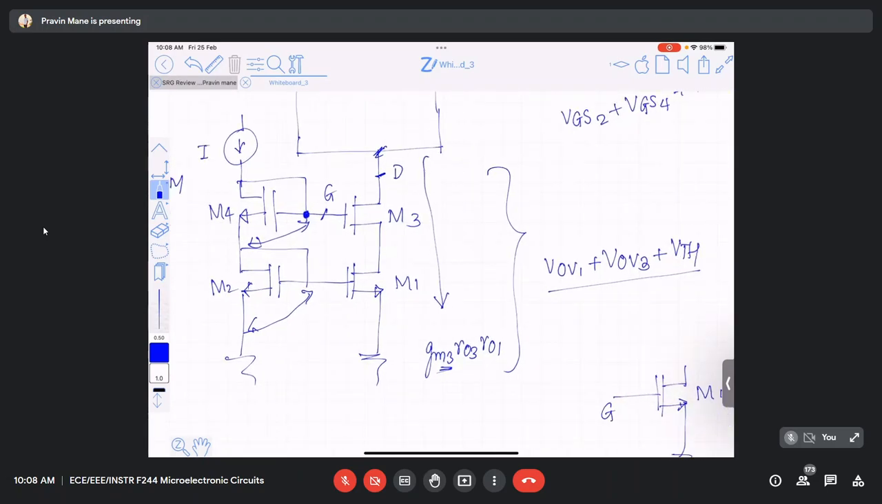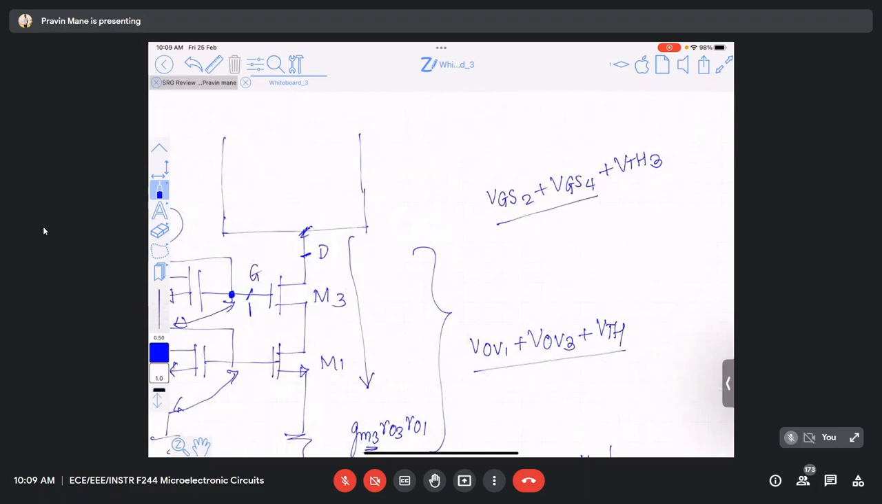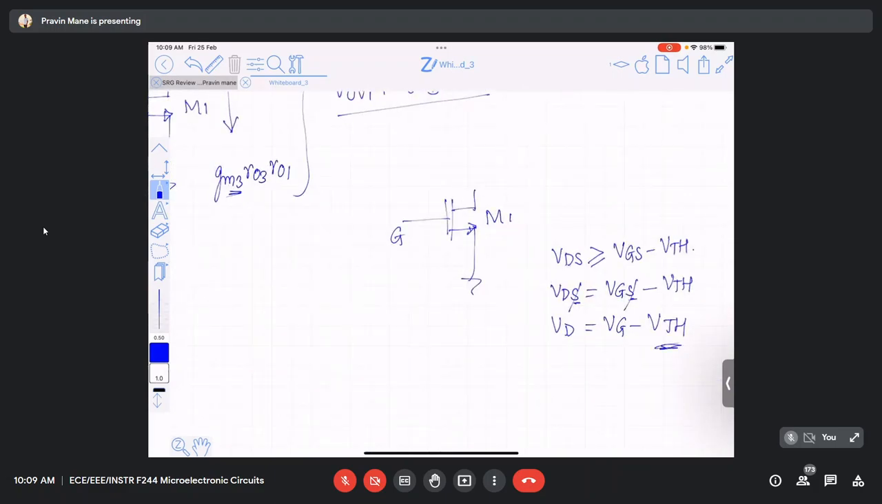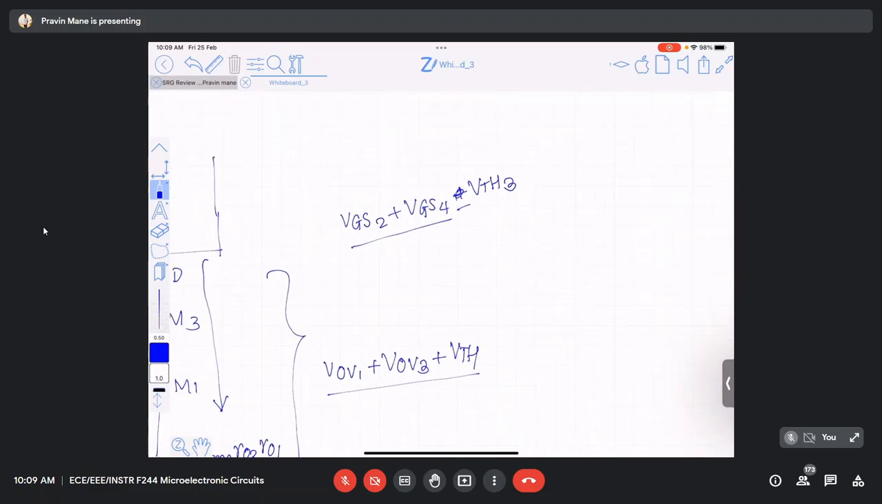So what is the gate voltage here? VGS2 plus VGS4. So what should then be the minimum value of drain voltage? Gate voltage minus threshold voltage, right? Yes. So gate voltage minus VTH3. This is the minimum voltage. How can I write it? VGS2 minus VTH2 plus VGS4 minus VTH4 minus VTH3.